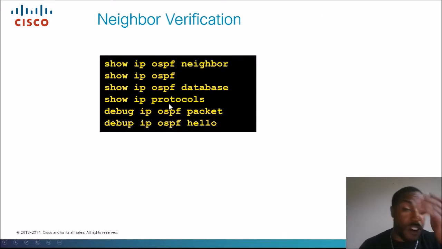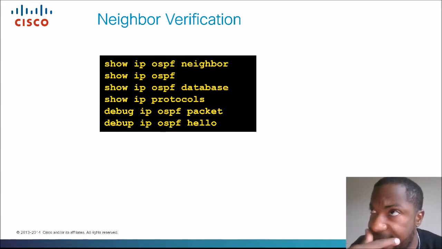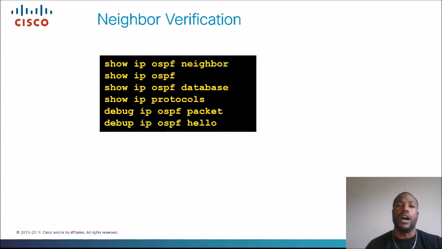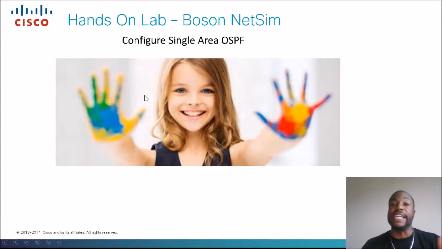This is how we verify neighbors. Several show commands, just like the last video we did. Actually, that was for EIGRP, two videos back. So it's almost the same thing, but we're just doing show IP. I believe with IPv6, you do show IPv6 and then these commands. But anyways, that's how we verify our neighbors. We'll run a couple of these. And guess what? Boston NetSim. Let's go ahead and launch that up and get our hands dirty.